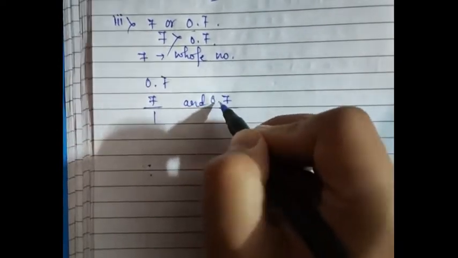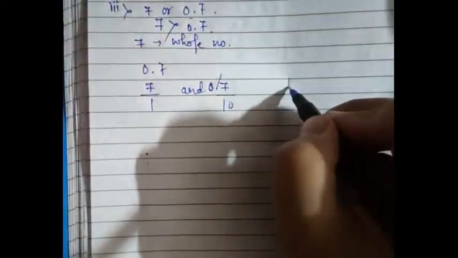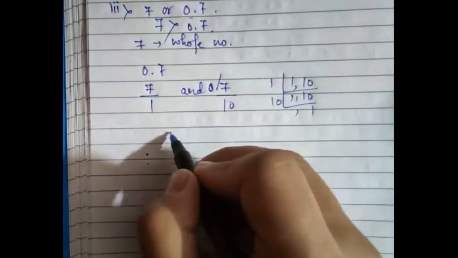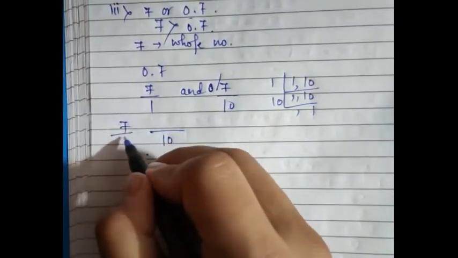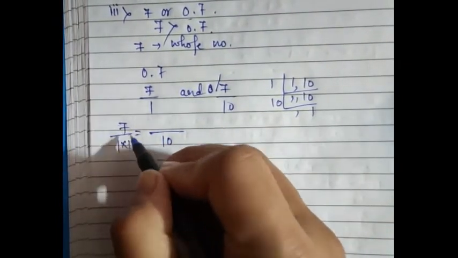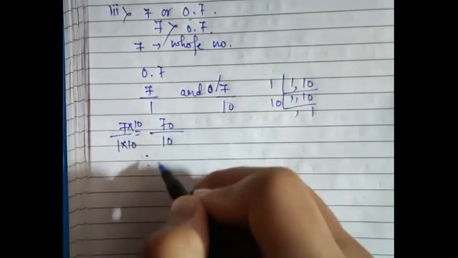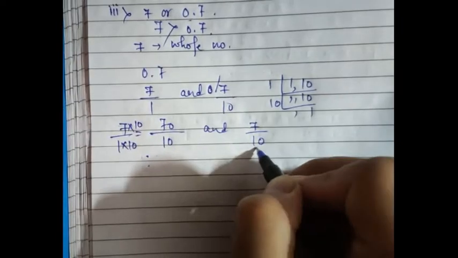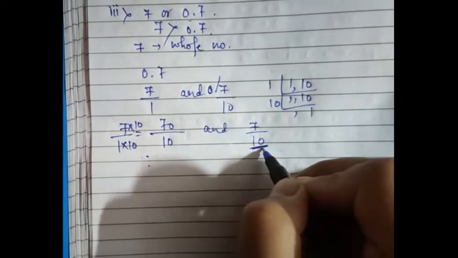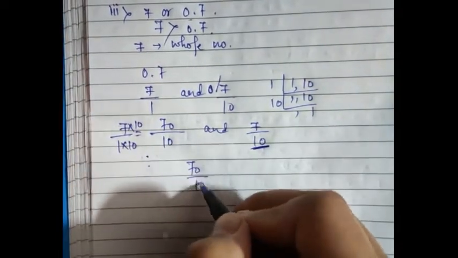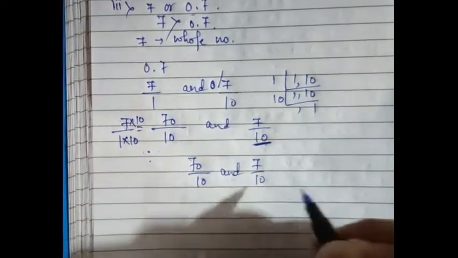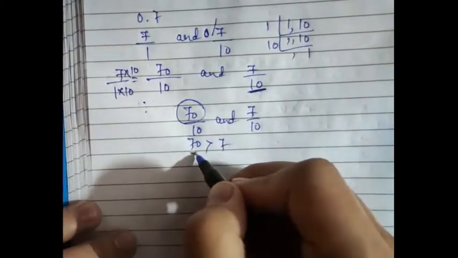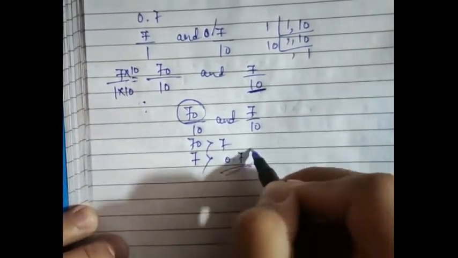whenever you remove this point, it will be 10 here, so you have to get the LCM between 1 and 10, so it is 10. So whenever you convert 7 by 1 into 10, it is 70 by 10, and in case of 7 by 10, it already has 10, so no need to convert this. So you have to compare 70 by 10 and 7 by 10. Which one is greater? 70 is greater than 7, so 7 is greater than 0.7.